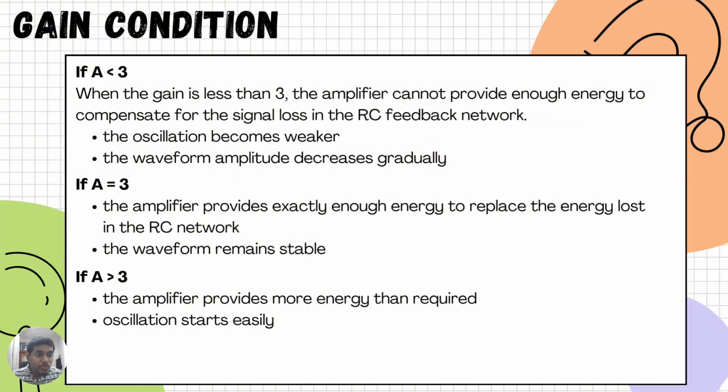Okay, so the next one we're going to go for is if A is larger than 3. When the gain is greater than 3, the amplifier provides more energy than required. Oscillation starts easily, and the output amplitude increases rapidly. So from this we can understand the output waveform may be distorted, clipping may occur, and the sine wave may no longer be smooth. This is very important, and that is why we are doing three comparisons. This happens because the op-amp output approaches its maximum supply voltage limit.